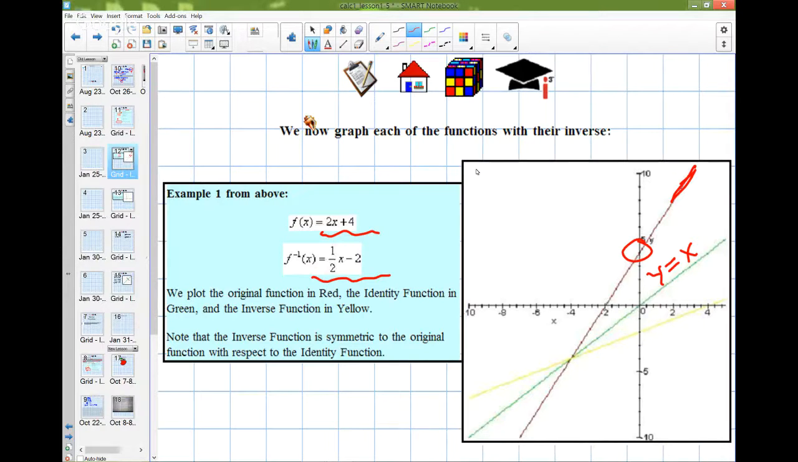So, that's not a way to really find it, but boy, it's another way to check. Did I really find the inverse? Well, if you plot them on the same set of axes, and they will do that in the assignment today, you should get this mirror image effect.